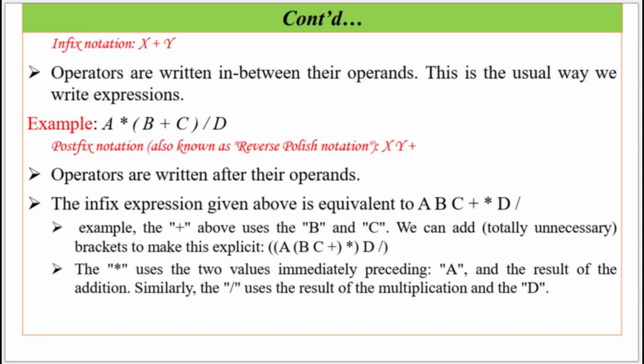The plus above uses b and c. We can add, totally unnecessary, brackets to make this explicit: a (b c +) * d /. The asterisk uses the immediately preceding a and the result of the addition. Similarly, the slash uses the result of the multiplication and d.